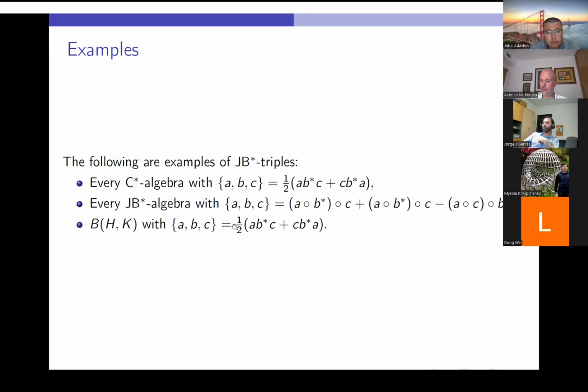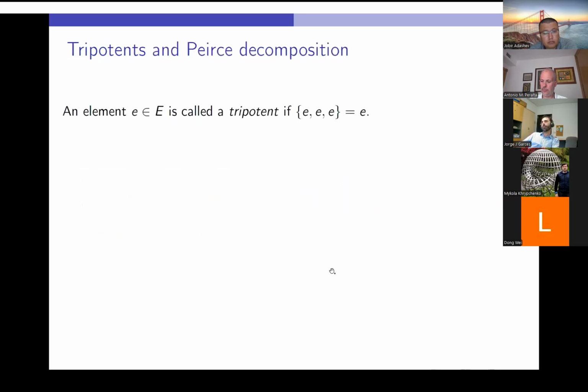Then it becomes a J-star triple with this product. Then, for instance, rectangular matrices are an example of a J-star triple as well, where this example has H and K being finite dimensional. Now we are going to move towards the definition of truncations in the triple setting, but we still need many definitions.